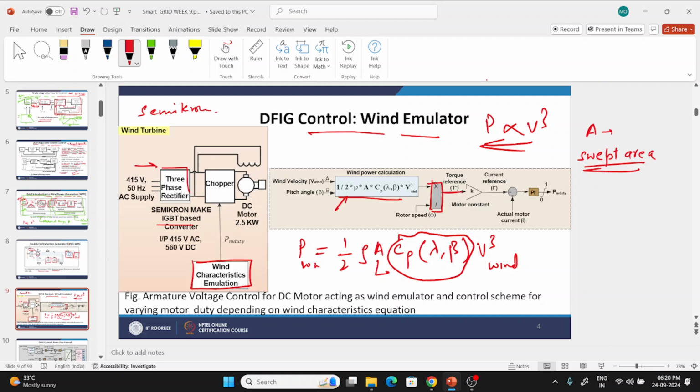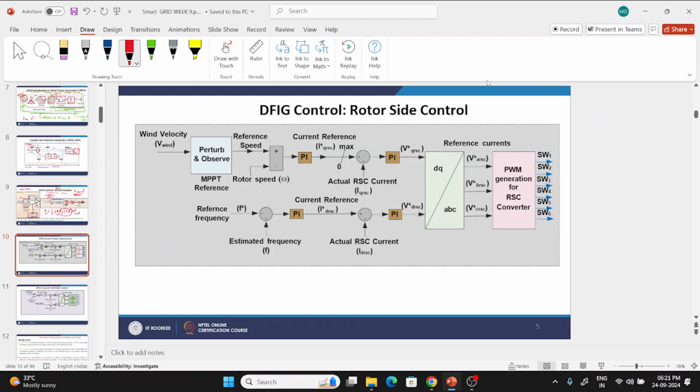Then after this, a torque reference is generated, a current reference is generated, and a PI, proportional integral controller, is placed. So this is what it is, armature voltage control of any DC motor. This is the schematic of that. So rotor side control of DFIG is also there. Wind velocity is given, MPPT reference is given, reference frequency is given. Based on that, based on DQ or any control, we calculate all these things.